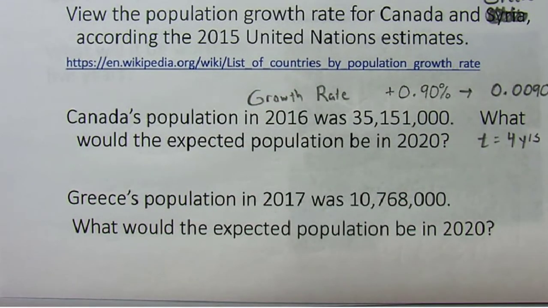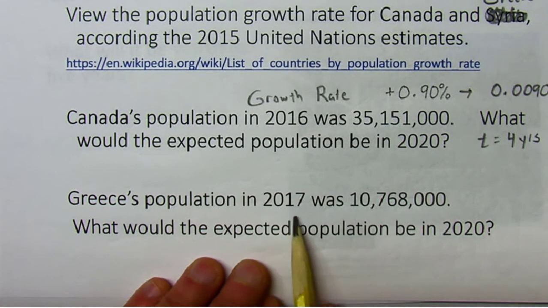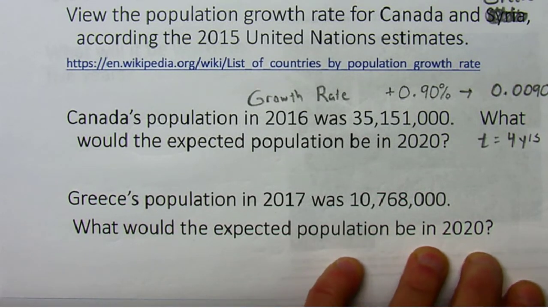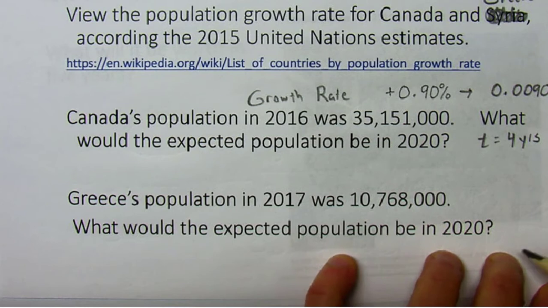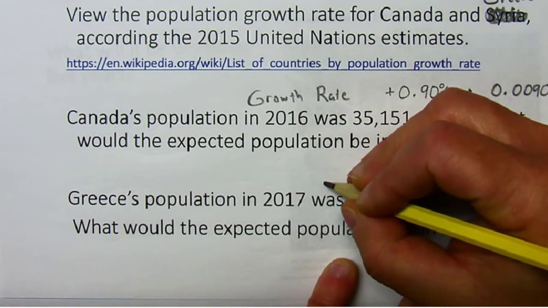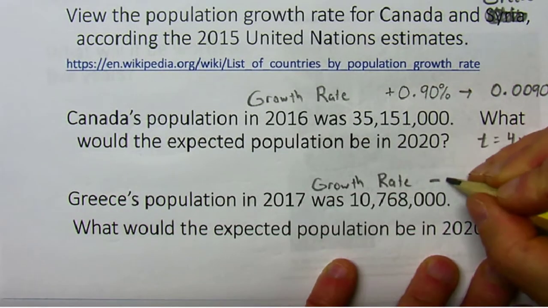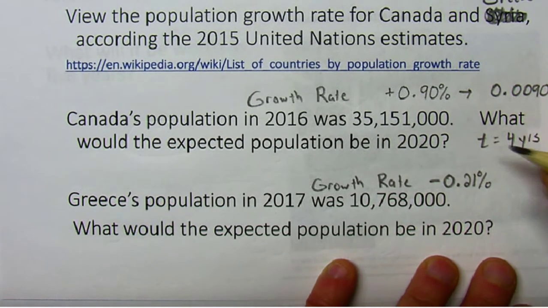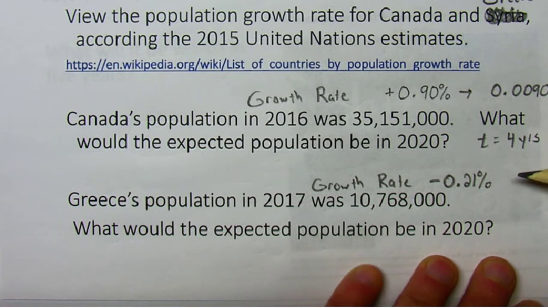Now I want you to take a minute and do a similar problem. Greece's population in 2017 was 10,768,000. Greece, though, because of a number of factors, including a really unstable economy, has a population growth rate that's negative. It's negative 0.21%, which means what about Greece's population? It's actually decreasing a little bit each year.